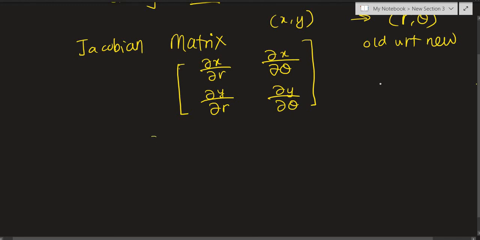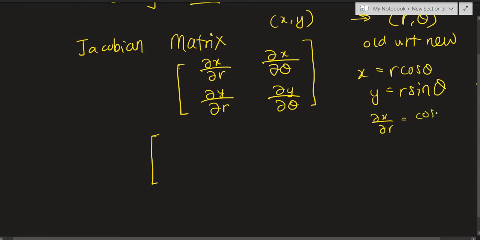So we know our values, right? x equals r times cosine theta, y equals r times sine theta. Let's find this Jacobian matrix. Differentiating x with respect to r, cosine theta becomes a constant, and the derivative of r with respect to r is just 1. So we just have a cosine theta here.